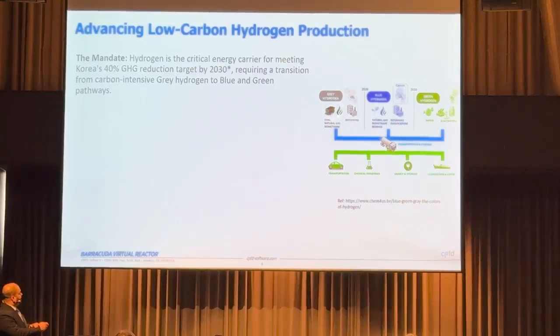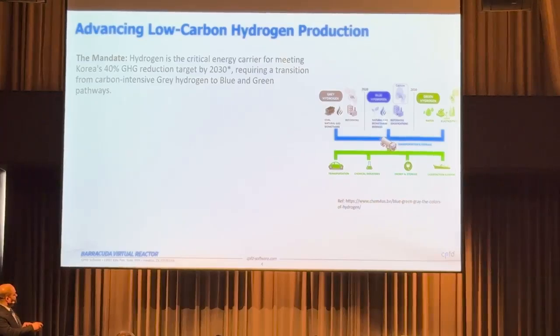The first one is called gray hydrogen. This is the current production methodology. More than 70% of the world's hydrogen is currently produced by methane reforming. That can be quite carbon intensive. If you're using either coal, natural gas, biomethane, or any other methodology to produce hydrogen, and you're not capturing your CO2, that all falls under gray hydrogen. You're not capturing your CO2.